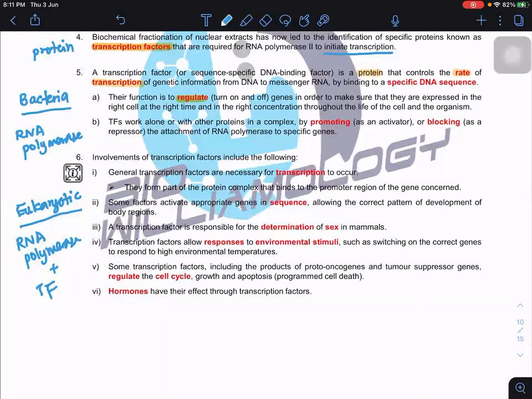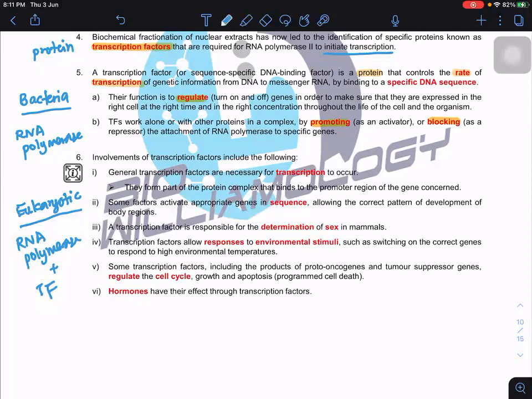So how you can see that we need to have this transcription factor. Sometimes more than one transcription factor is needed. Transcription factors work alone or with other proteins in a form of a complex. They can promote gene expression, or they can block gene expression. So it can be a repressor protein, or it can be an activator protein.